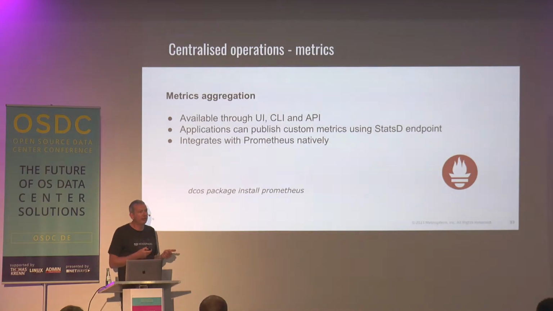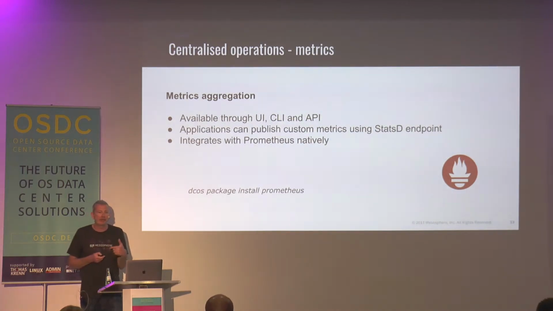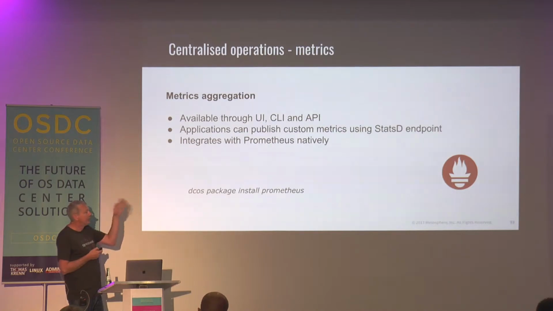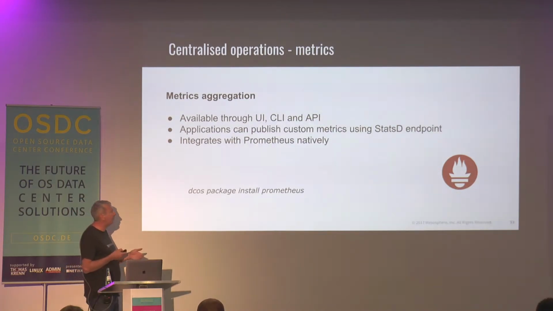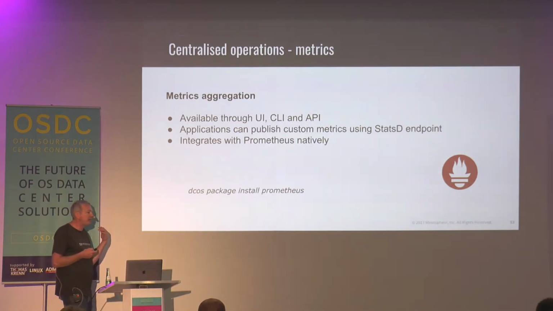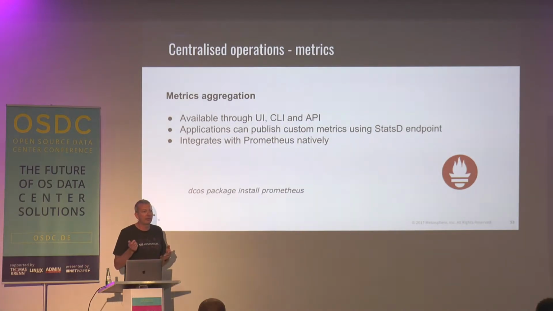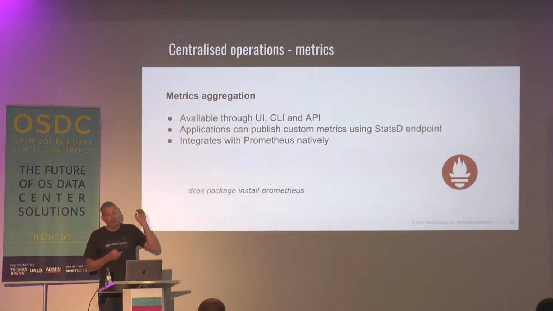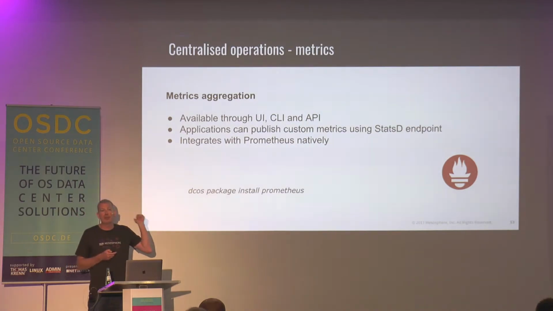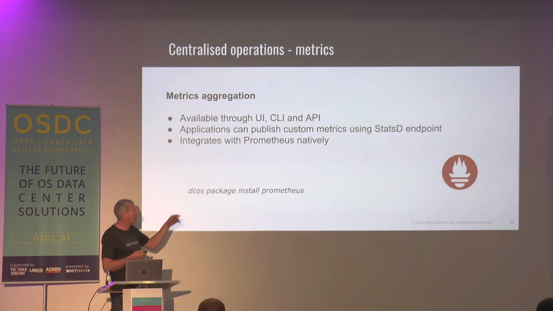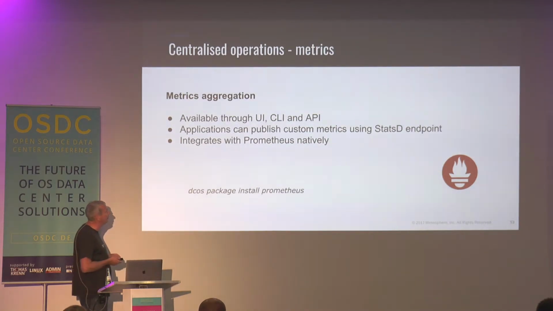Custom applications can publish their own custom metrics into the metrics API using a statsd endpoint that's available to all containers. And we have native Prometheus endpoints on each agent, so you don't need to install any additional Prometheus stuff to make that work. And in fact, if you deploy Prometheus from the catalog into your DCOS cluster, it'll pre-configure itself to pick up all the Prometheus endpoints that you've got running in that cluster. So it's literally, that will set you up and you're good to go.